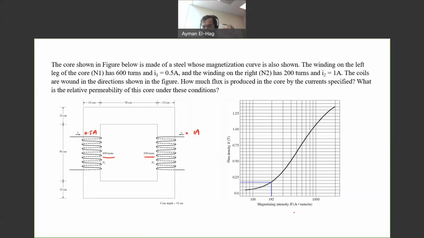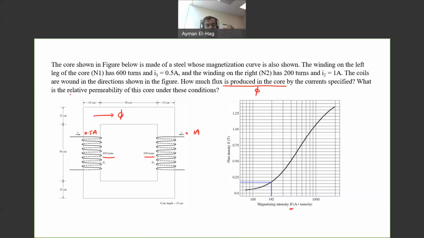So the x-axis here is H, the magnetizing intensity, and the y-axis is B, the flux density. What we want to find is how much flux is produced in the core. So we want to find phi. Since everything is in series, we will have only one flux.